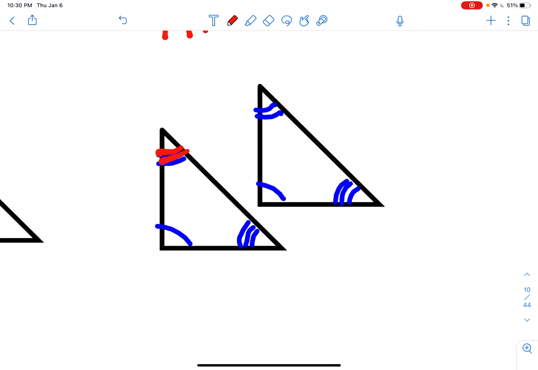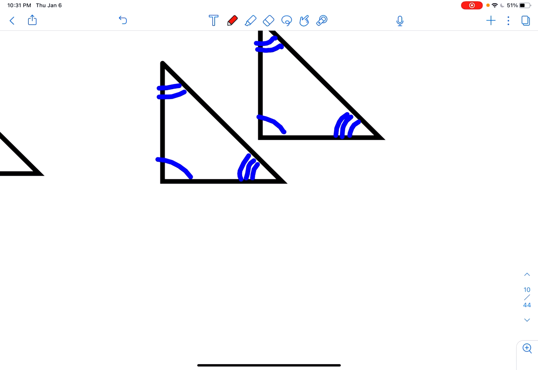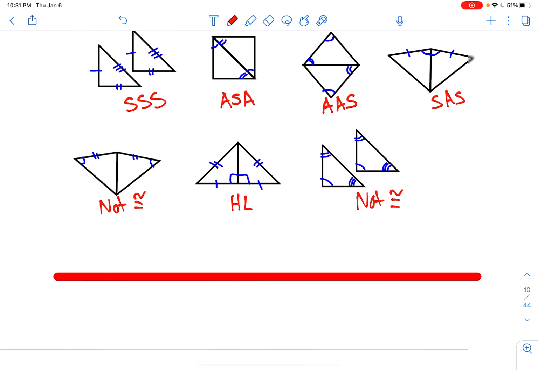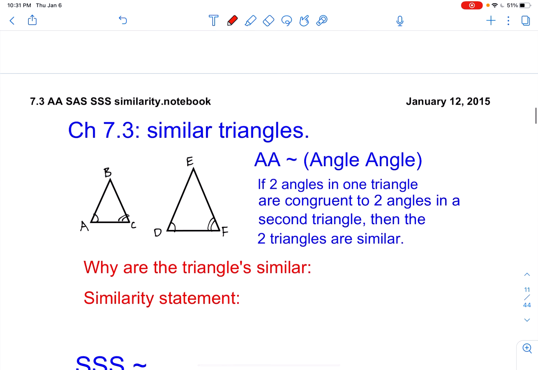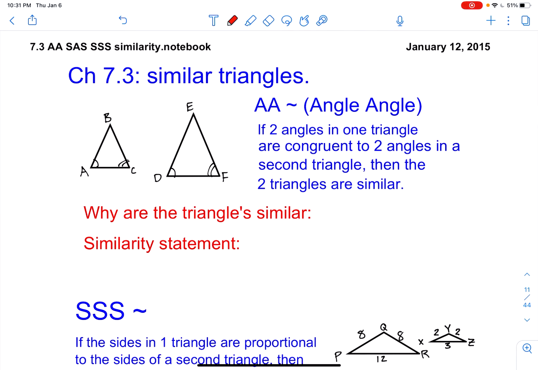Now before, triangles with all the same angles were not congruent. However, they are going to be similar. So that's angle, angle similarity. But they would be not congruent. Okay? So that brings me to this exact thing here. So angle, angle does work for similarity.